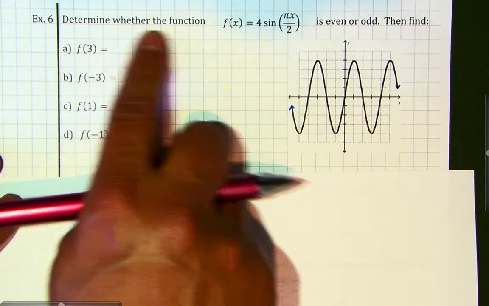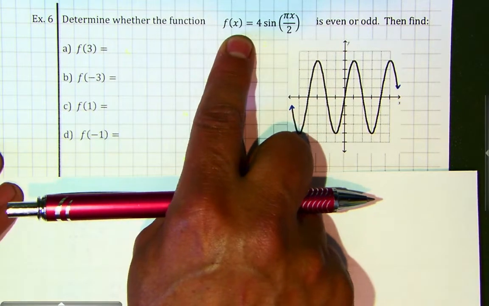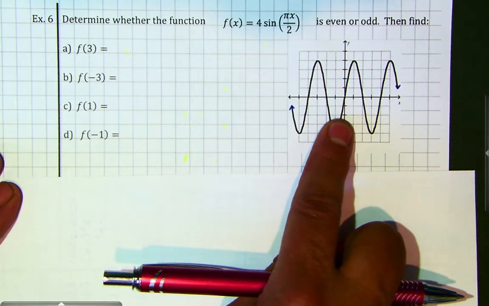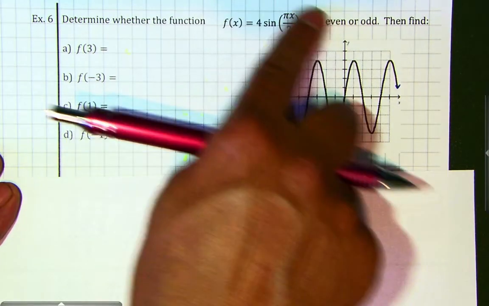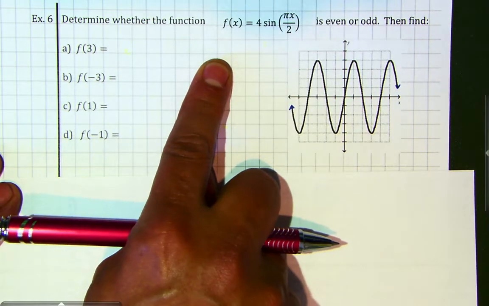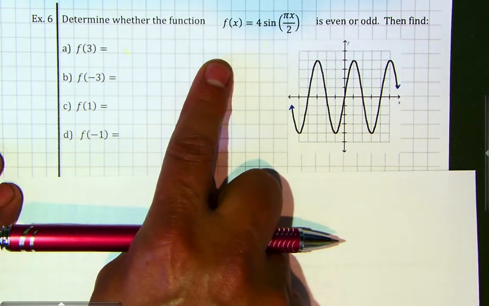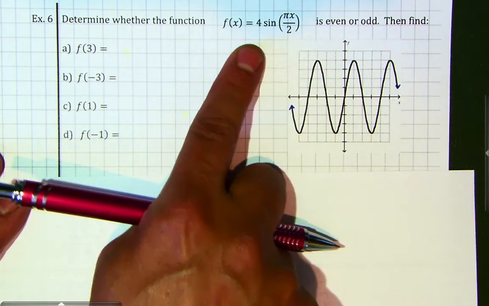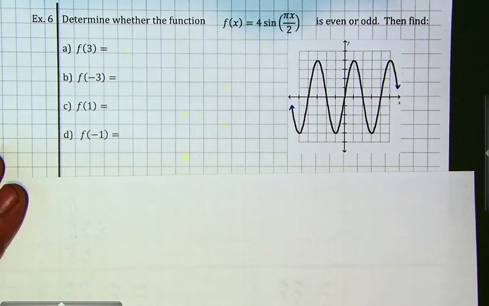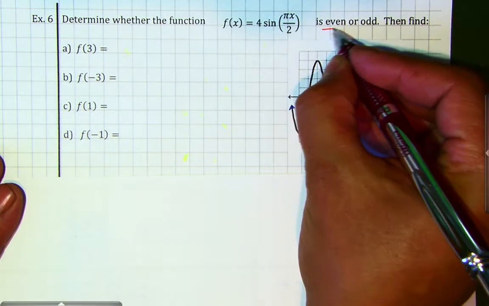So determine whether the function, and this is the equation, is even or odd. Last year you guys graphed sine and cosine, tangent, cotangent, cosecant. So you should be familiar with the graphs, and we'll be doing this once again this year in one of the future chapters. So I need to determine if it's even or odd.